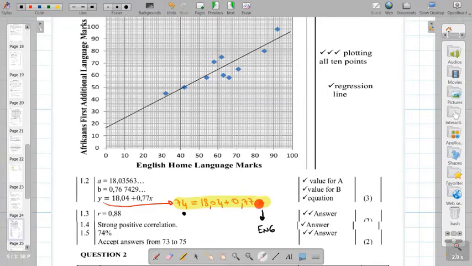And as I said, it can be the other way around. They can tell us someone got 40% in English. So put 40 here and estimate his or her Afrikaans mark. And your estimation, we can say, is quite reliable because we have a strong positive correlation.